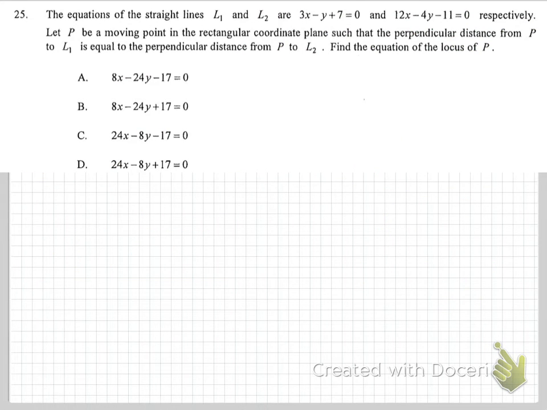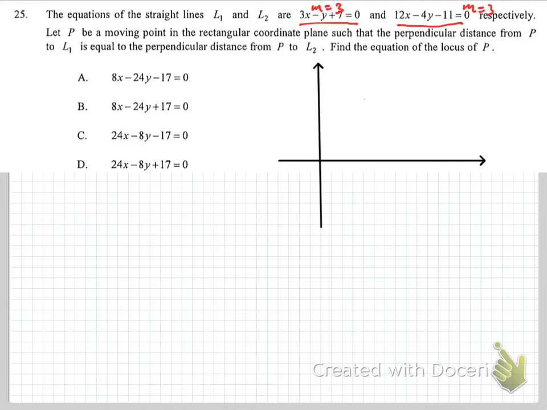And finally, we have this one. Once again, you have to read the question. It's a little bit different from what we did. We have two straight lines, one called L1, the other L2. If you look at the slope, they have the same slope. L1, the slope equals 3. And if you look at L2, the slope is also 3.